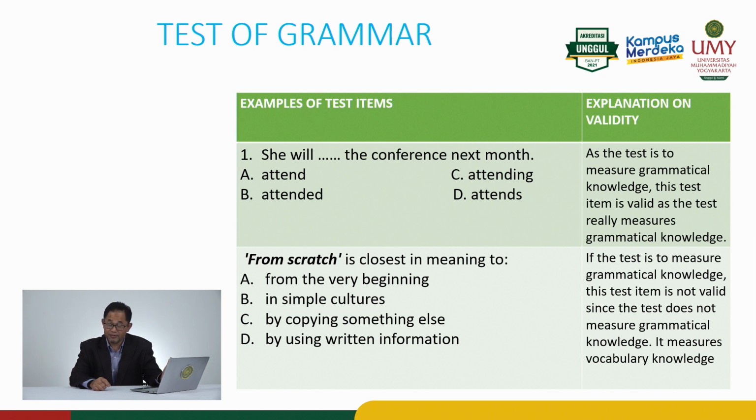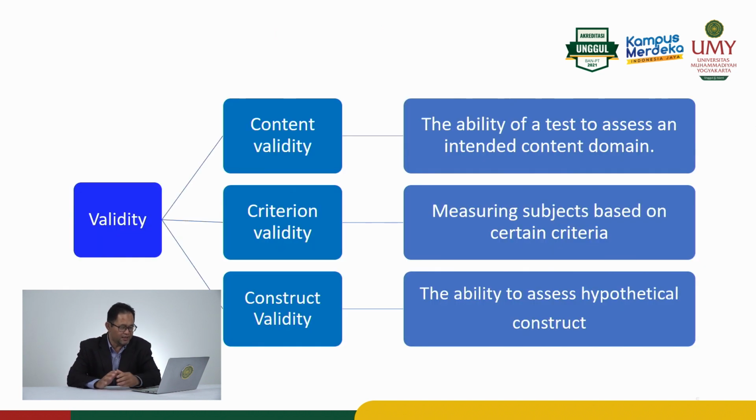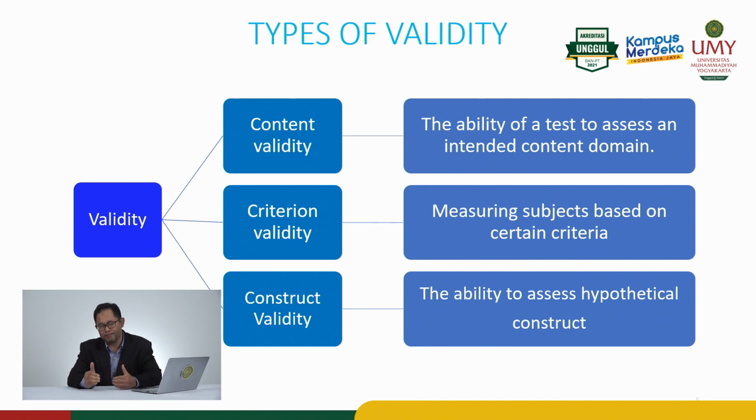If you test grammar, for sure, number one is testing grammar. So number one is valid, and number two is not valid. This is validity. There are many types of validity. Not too many, three at least. The first one is content validity, then criterion validity, and construct validity. And we would like to talk about content.